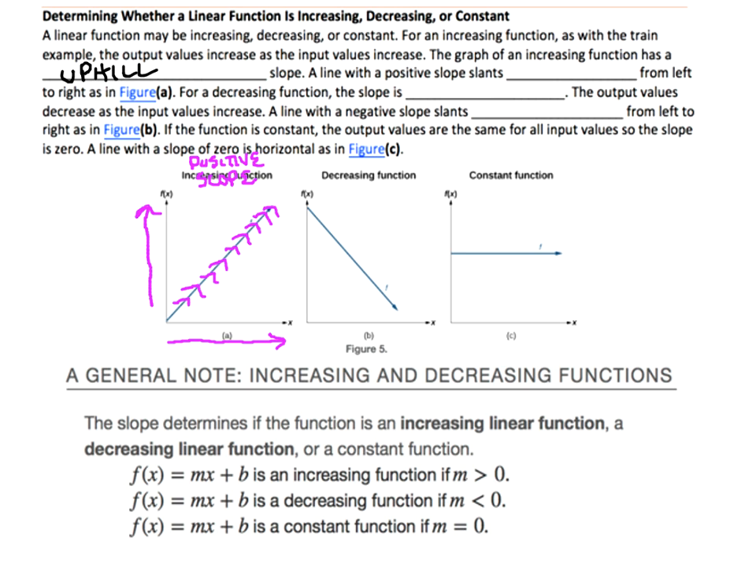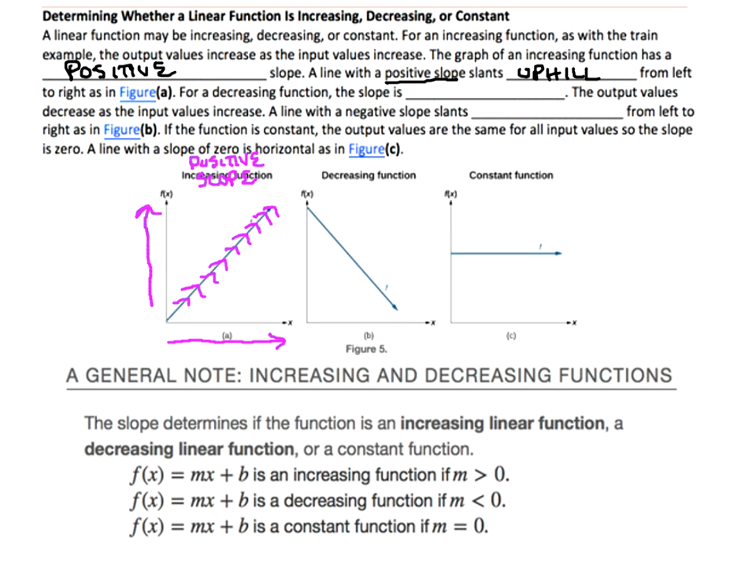Okay, a line with a positive slope, the graph of an increasing function has an uphill slope. Oh, I'm sorry, that blank should have been has a positive slope, and it increases uphill. A line with a positive slope slants uphill from left to right.